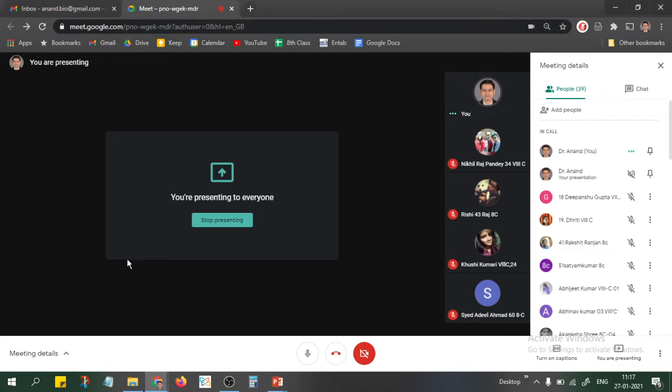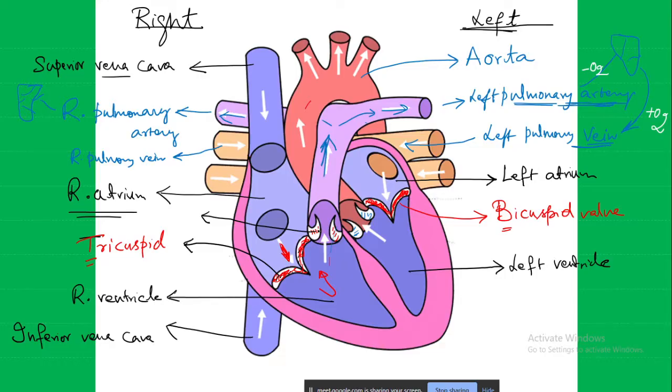So we have these 2 semilunar valves. What is this valve known as?